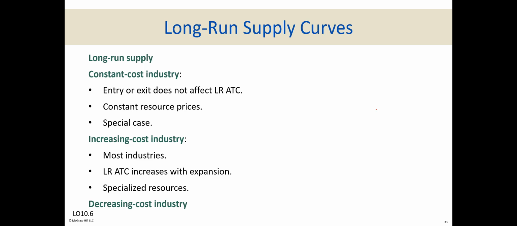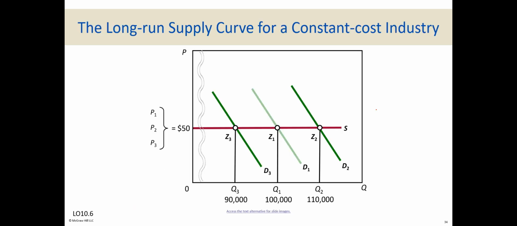Decreasing cost industry, the supply curve slopes downward. For example, in the tech industry, the more companies enter, the cheaper production costs become due to improved technology and economies of scale. And here we are talking about the long-run supply curve. Here you see the long-run supply curve for a constant cost industry. In a constant cost industry, the entry or exit of firms doesn't change resource prices, so the long-run supply curve is horizontal.